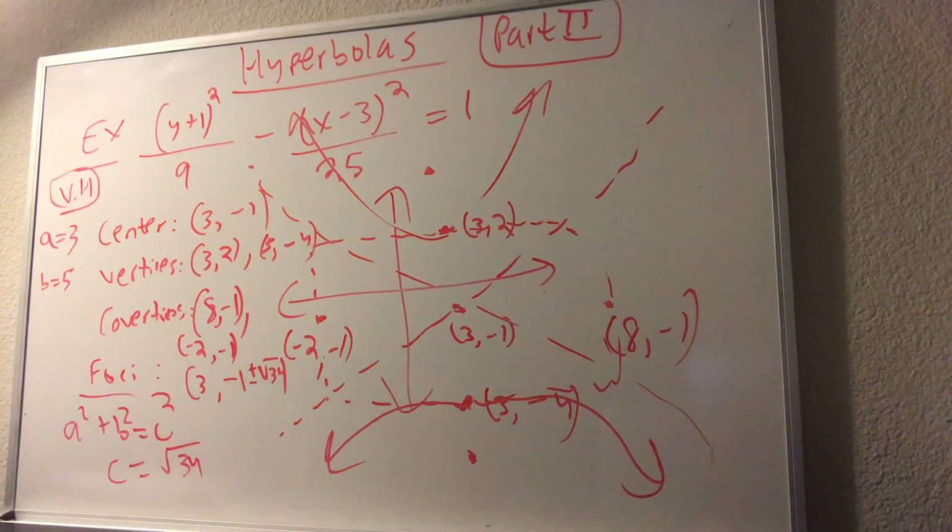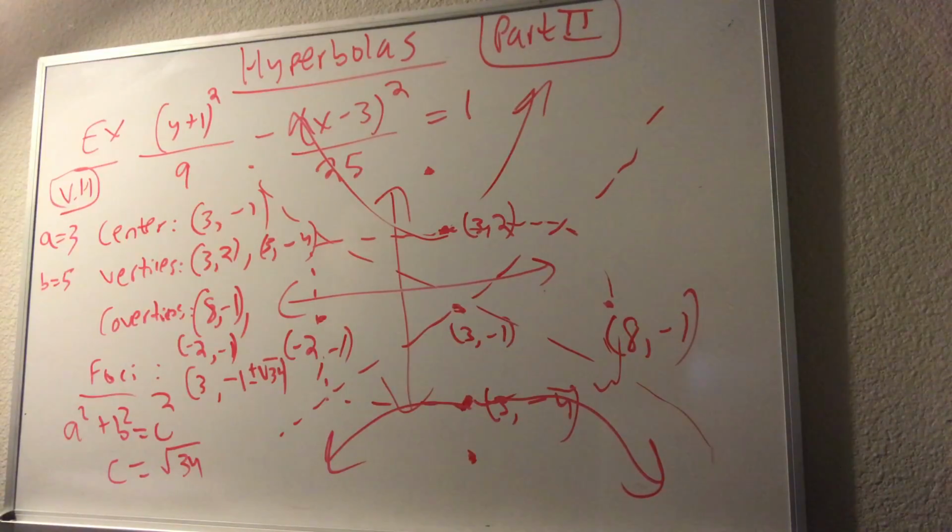And if you recall the definition of a hyperbola, it is the set of all points in the plane, the difference of whose distances from two distinct points, which could be the foci, is a positive constant. So that's how we define the hyperbola as well.